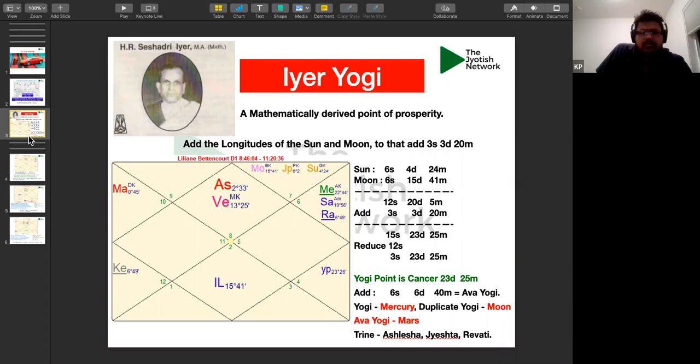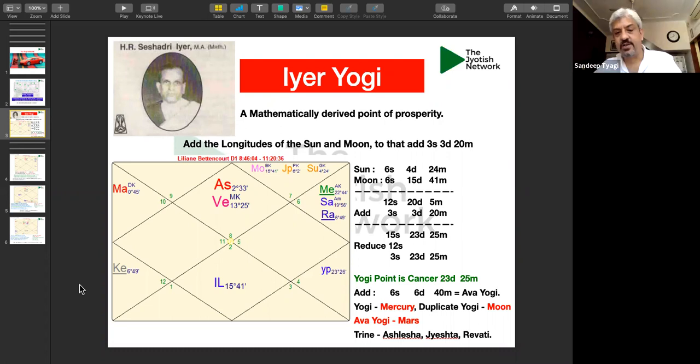Sandeep, one question I had was, is there any significance of which house the yogi point falls into, or are we just looking at the yogi and the duplicate yogi as the main triggers for prosperity? Yeah, and a software does kind of mark out the yogi point, right?